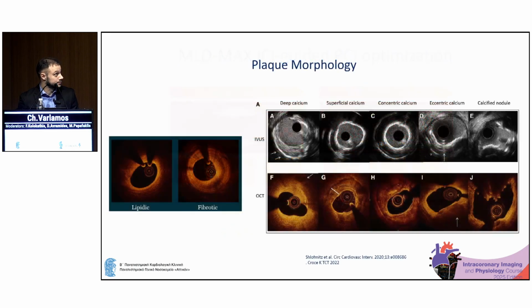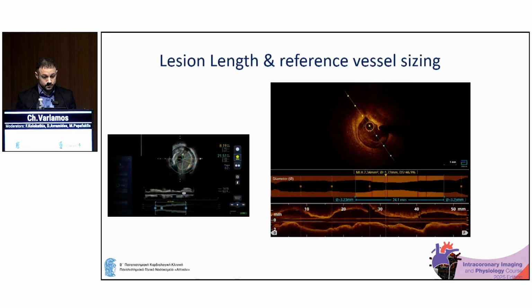And of course, IVUS or OCT can give us information about the plaque morphology. OCT has better resolution, we all know that. But we can differentiate a soft lipidic plaque from a fibrotic plaque or even a calcified plaque. And if we talk about calcium, it's really important to know if it's a deep calcium, a superficial calcium, or an eccentric calcium, because then we will choose the right tools, the right calcium modifiers, to proceed with our PCI. Of course, we all know calcified nodule. It's not good. We want to avoid it sometimes, but we can find it with imaging and be prepared.